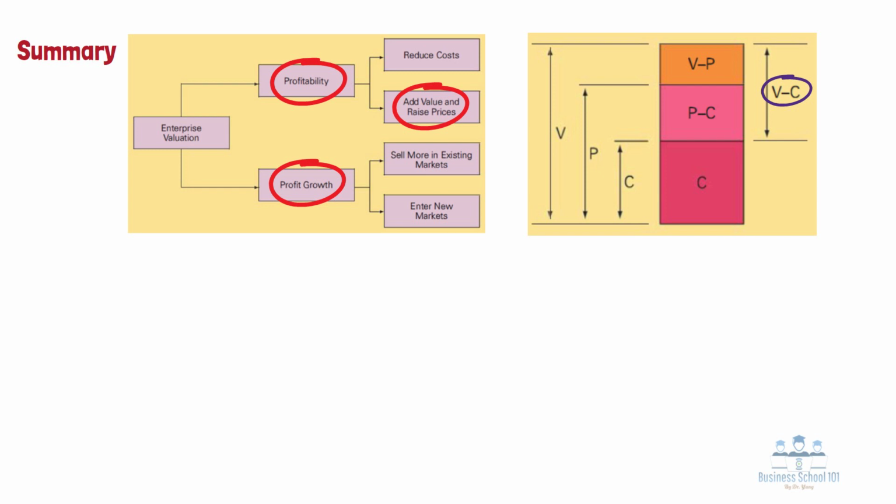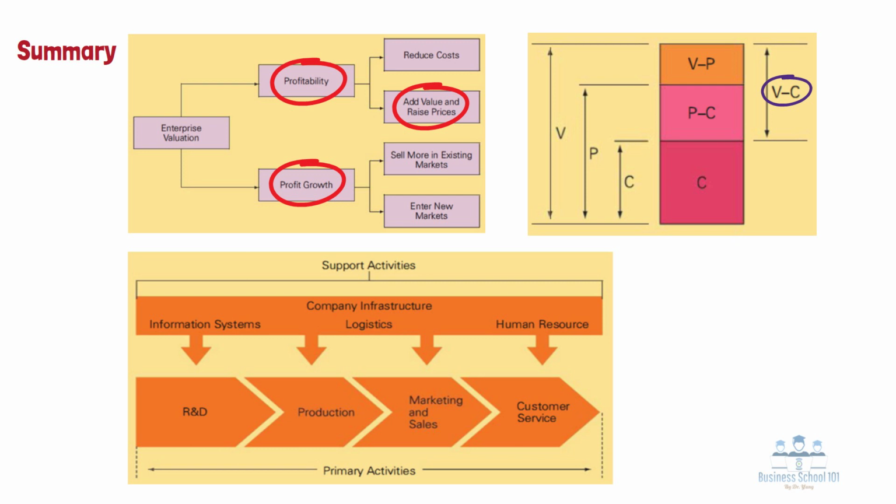In addition, the operations of a firm can be thought of as a value chain composed of a series of distinct value creation activities. We can categorize these value creation activities as primary activities and support activities. The primary activities include four major functions: research and development, production, marketing and sales, and customer service. The support activities also include four major functions: information systems, logistics, human resources, and company infrastructure.